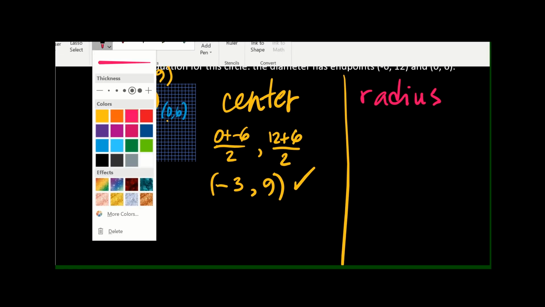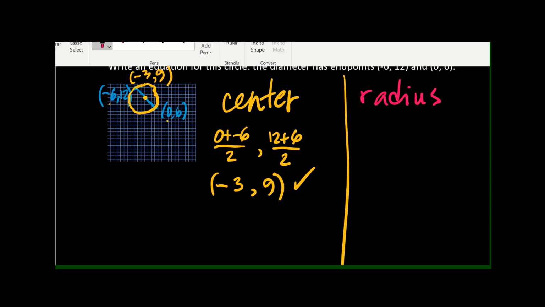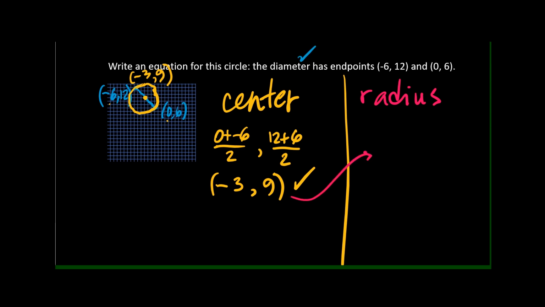2 questions for the price of 1. And that is, what is the distance between this center and, let's pick 0, 6. That looks easier to me. No reason to deal with negatives if we don't need to. And now we're going to subtract these.